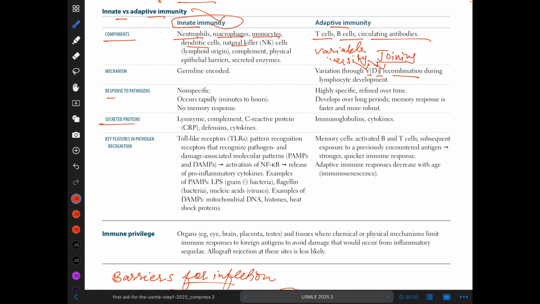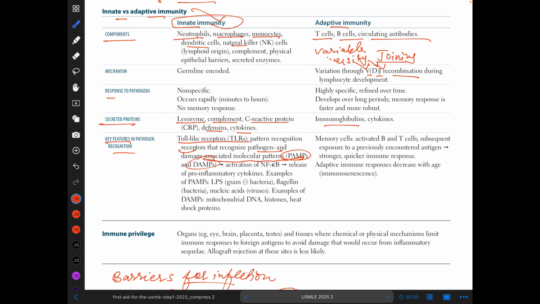Now we are moving to secreted proteins. The secreted proteins are lysozymes, complement, C-reactive proteins, defensins, and cytokines. And here we have immunoglobulin with the cytokines. These are key features in pathogen recognition. How will they recognize the pathogens? In innate immunity, they have toll-like receptors, and they also have pattern receptors that recognize pathogen-associated and damage-associated molecular patterns, PAMPs and DAMPs.